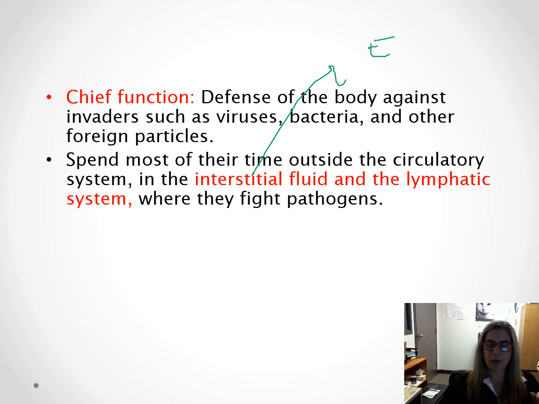So that's one important thing to remember: we don't have our white blood cells floating around in our circulatory system vessels specifically. They spend most of their time in that extracellular fluid, bathing the cells, looking for pathogens, and in the lymphatic system, in that lymph floating around through our lymphatic system, which runs parallel to, and is intertwined with, our circulatory system.